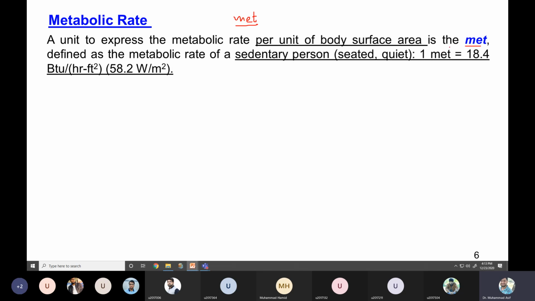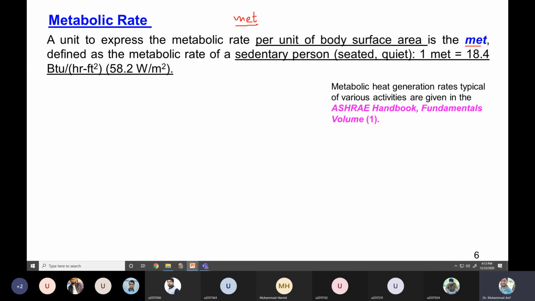So the meaning of 1 MET is that when a sedentary person, seated and quiet, releases heat of 58.2 watt for a surface area of 1 square meter, then we say that the metabolic rate is equal to 1 MET.